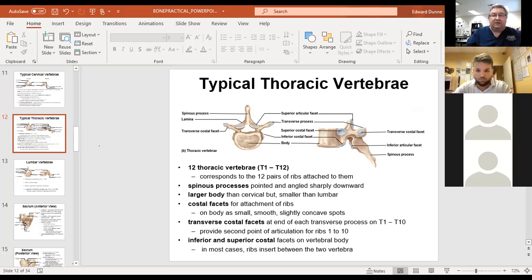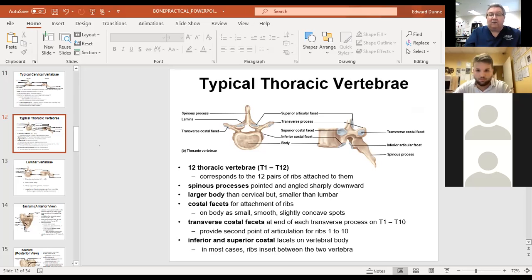Cervical, breakfast starts at 7 o'clock. There are 7 cervical. Lunch is at 12 o'clock. There are 12 thoracic. Dinner, well, for old people like me, is at 5 o'clock. There are 5 lumbar vertebrae. So 7 cervical, 12 thoracic, and 5 lumbar. I won't question you on that. That's just some information for you.